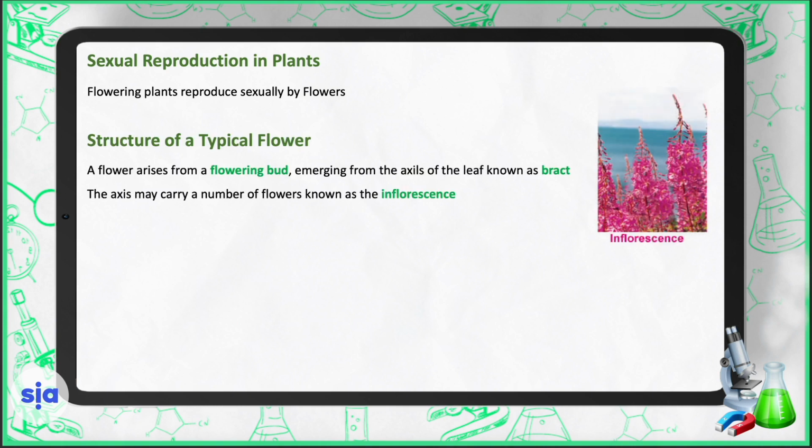This is the structure of a typical flower. A flower arises from a flowering bud, emerging from the axils of the leaf known as bract. The axis may carry a number of flowers known as the inflorescence.